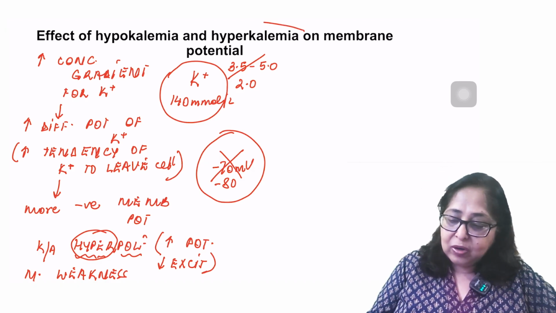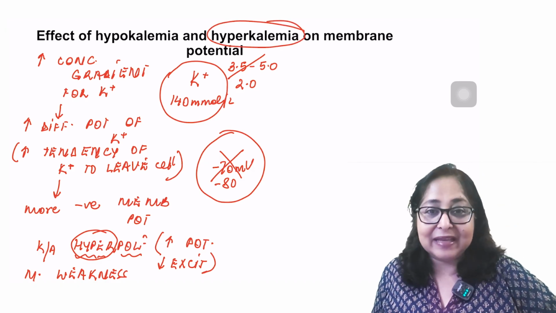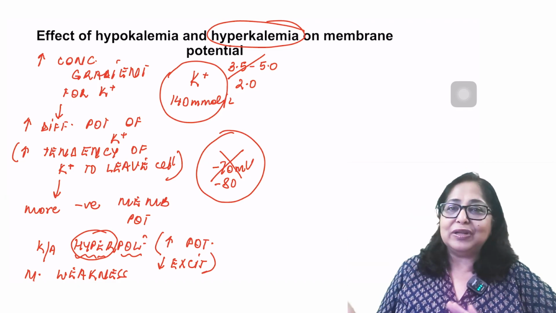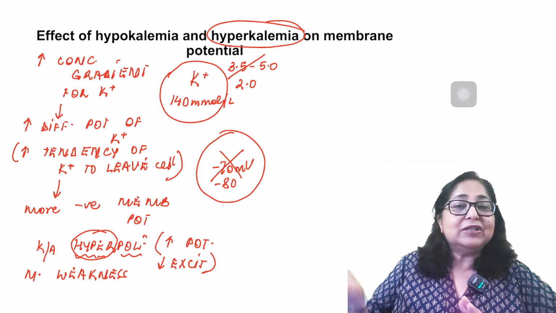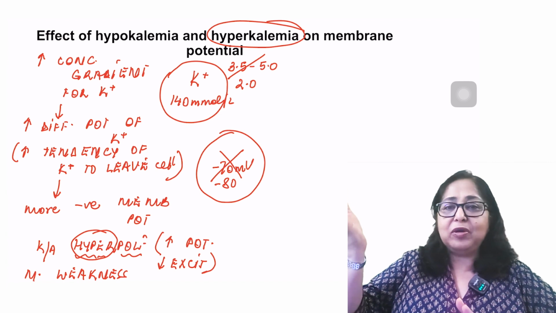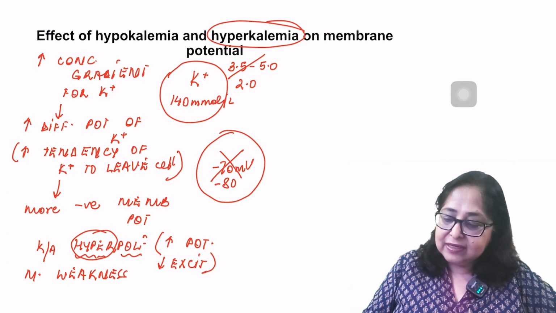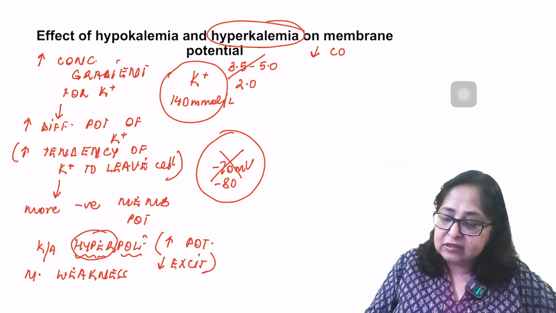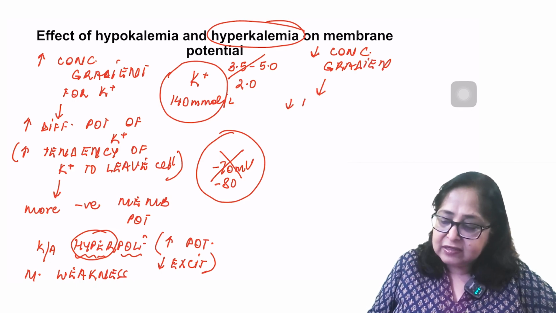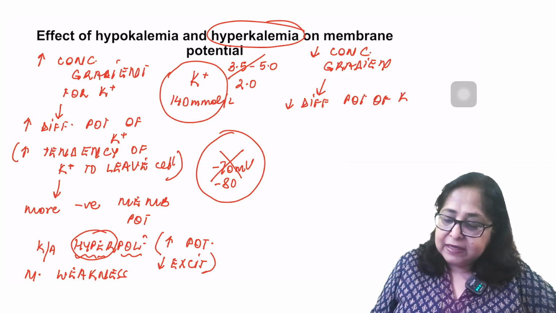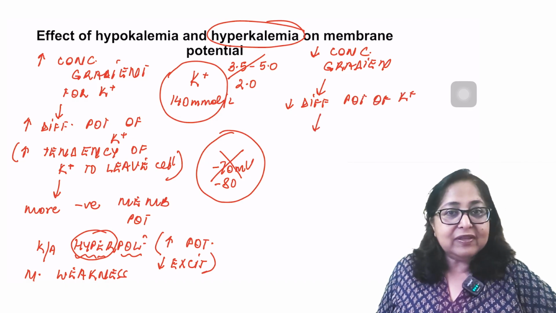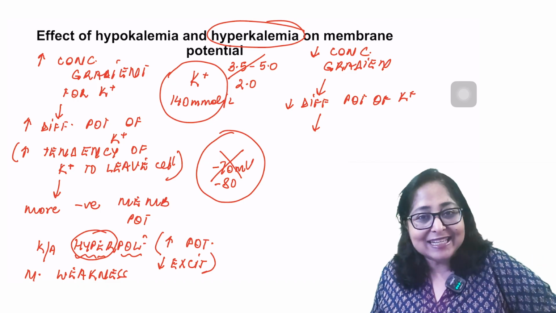Now, let's see what happens in a hyperkalemia. Absolutely the reverse. Now, outside potassium has increased, maybe it has become 5.5 or 6, right? So what will happen? Now there is a decrease in the concentration gradient for potassium. So less potassium leaves the cell. There is a decrease in the diffusion potential of potassium. That means less tendency of potassium to leave the cell, which means more positive charge inside.